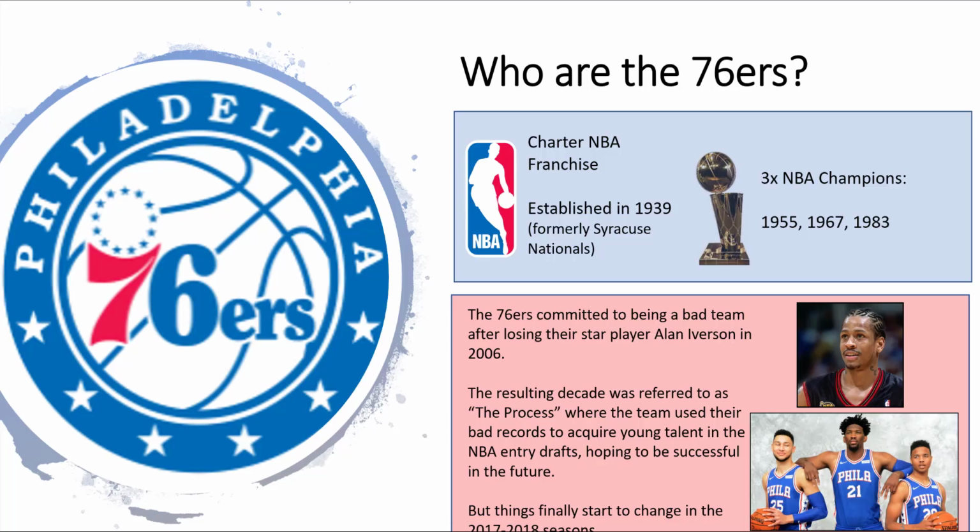So first, let's talk about who the 76ers are. The 76ers are an American basketball team based in Philadelphia. They're part of the National Basketball Association. The 76ers are a team with rich tradition and were one of the charter NBA franchises. Even though the 76ers are named after the year 1776, that is not when the team was formed. That is when the Declaration of Independence was signed.